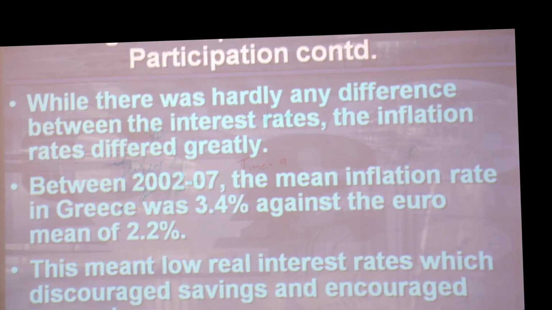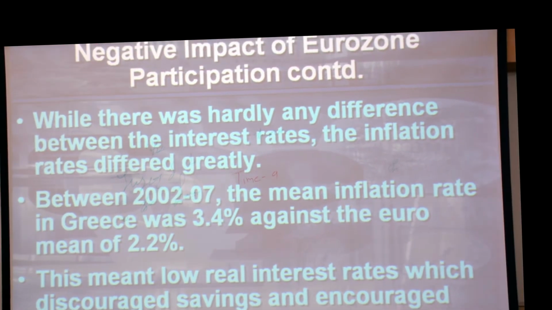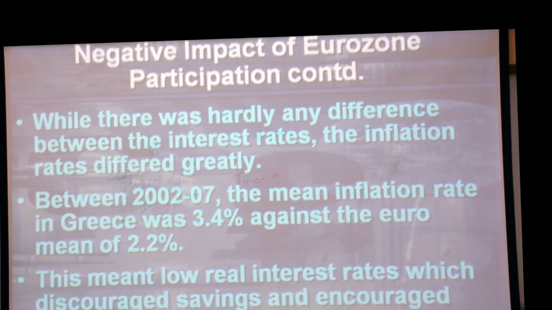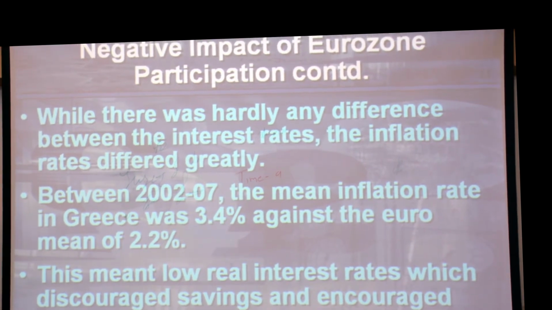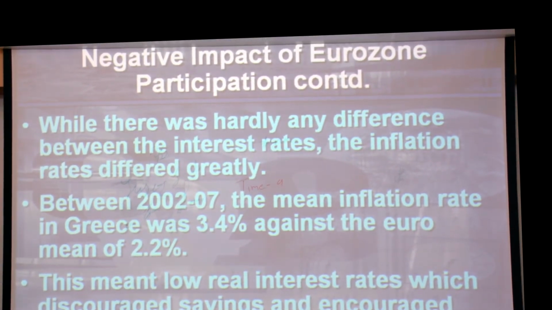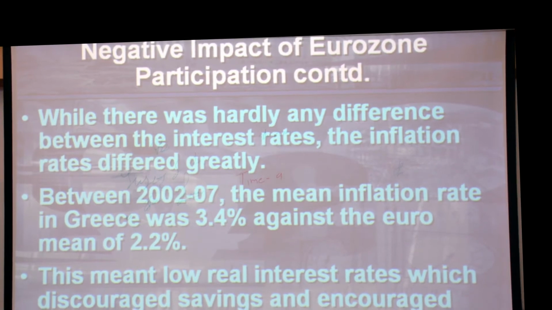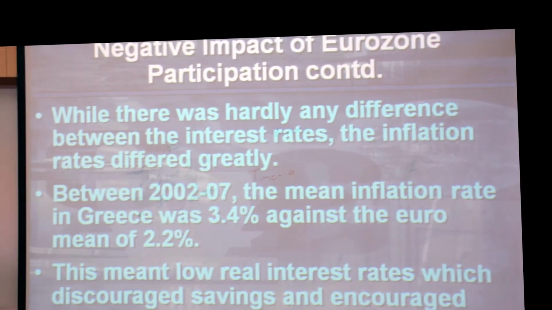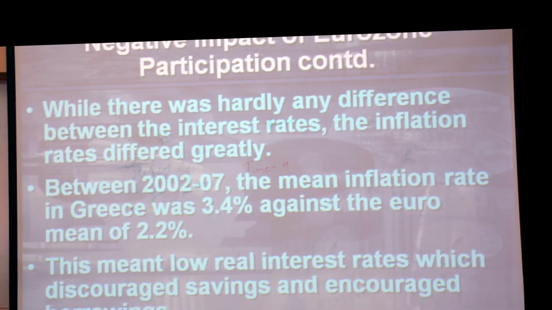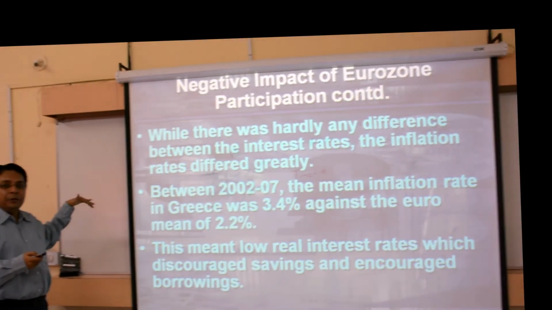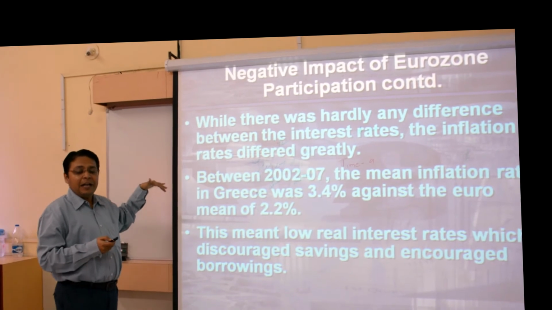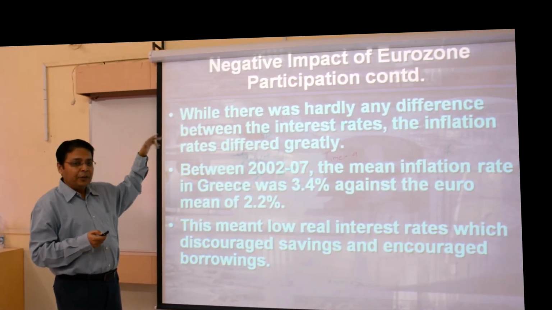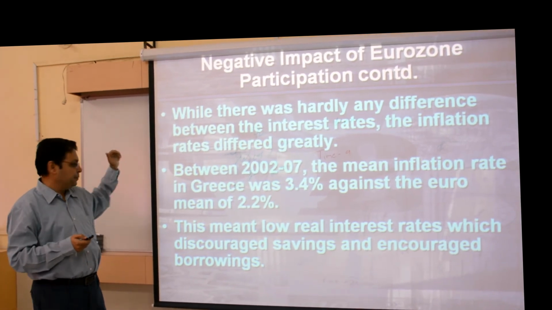Now, the inflation rate though differed greatly. There was no difference between the interest rates, but the inflation rates differed greatly. Between 2002 and 2007, the mean inflation rate was 3.4% in Greece against the euro mean of 2.2%. So the inflation rate was higher than the other euro countries. Now this was not getting reflected in the difference in the interest rates. The yields moved in together. This was creating an anomaly.